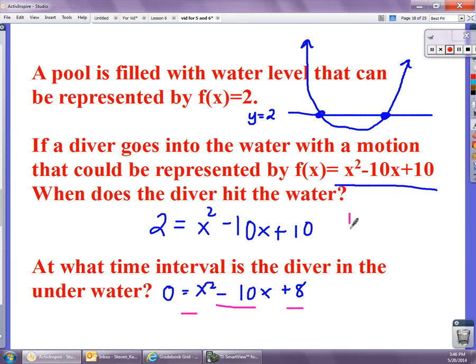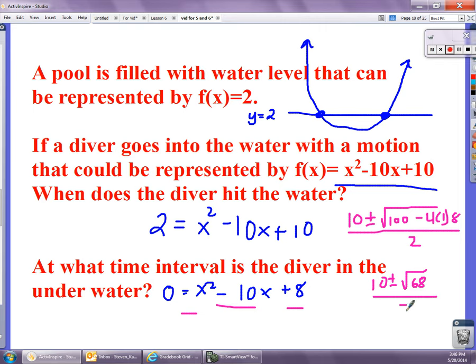So negative b ends up being positive 10 because it was minus a negative, plus or minus the square root of b squared, which is 100, minus 4 times a, which is 1, times c, which is 8, all over 2 times 1, which is 2. Negative 4 times 1 times 8 is negative 32, so 100 minus 32 is square root of 68, which does not go in evenly. You'll get a whole number. So I have 10 plus or minus the square root of 68 divided by 2.